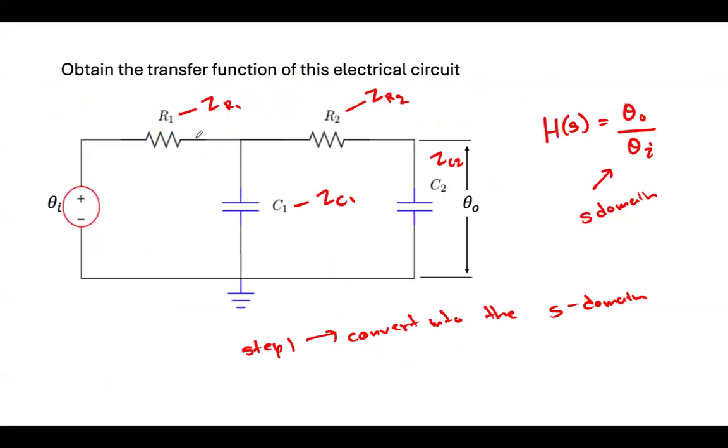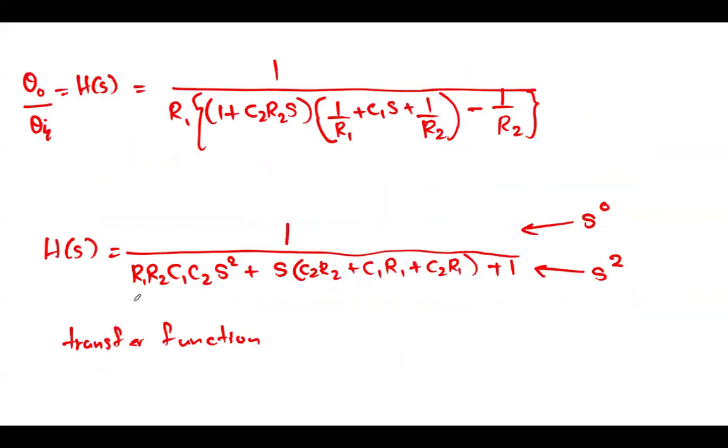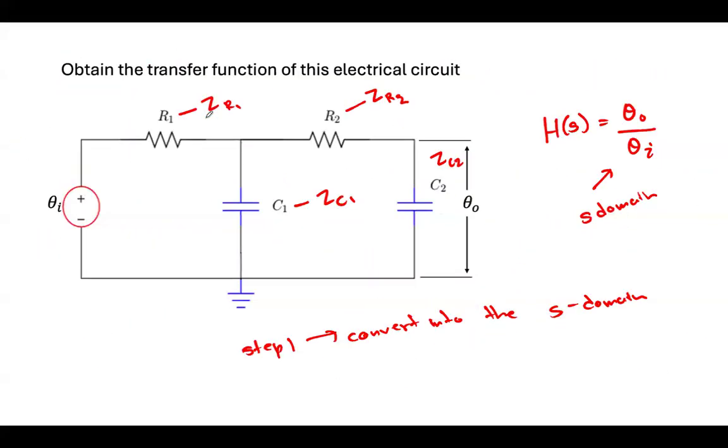It has two resistors R1 and R2 and two capacitors C1 and C2. And this is the final transfer function of that circuit. I hope you will understand how to determine the transfer function of a simple electrical circuit.